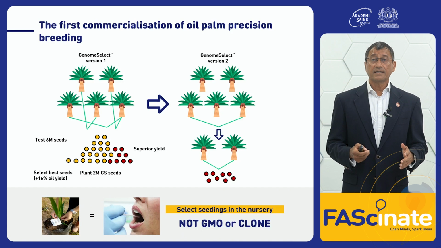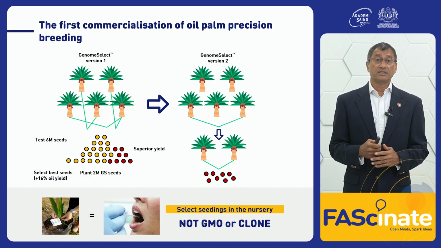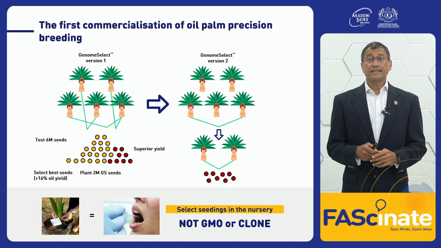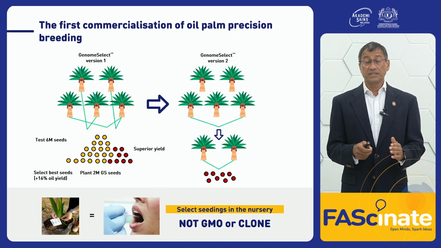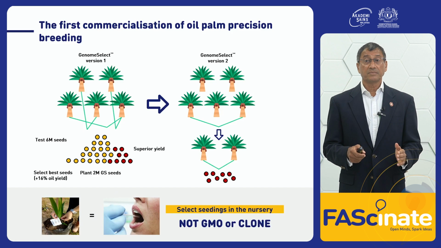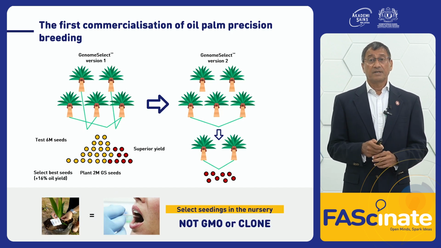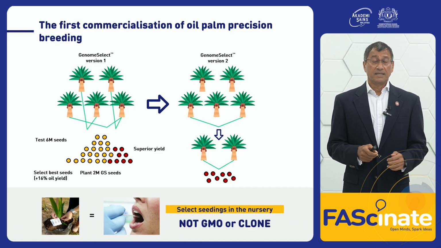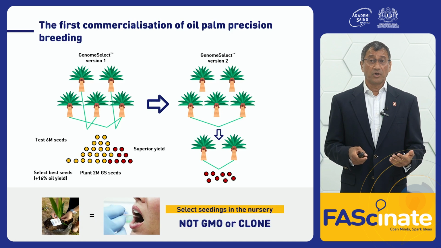So this is the methodology that was used. On the left is our first version of Genome Select. Essentially what it does is that we genotype all the palms and then only plant up those that have superior performance. So the top 30% are planted. This is a very expensive and time-consuming methodology.